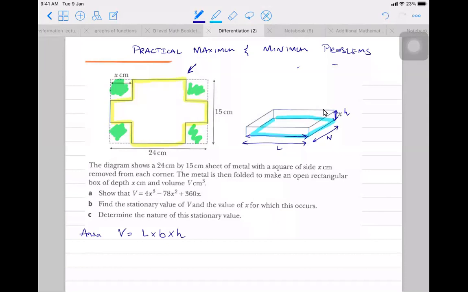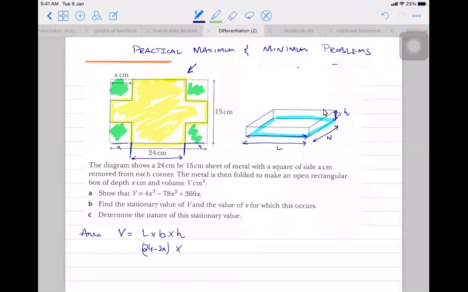See, the remaining part was folded. Yes, the remaining part was folded to form the rectangular box. So this length is going to be 24 minus 2x, because it's going to be 24 minus 2x.